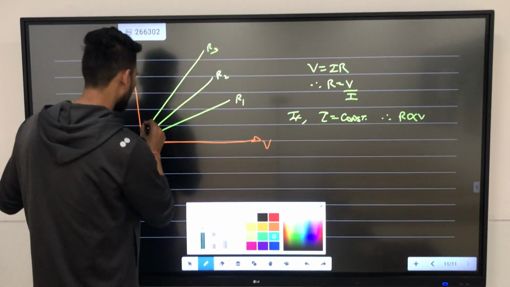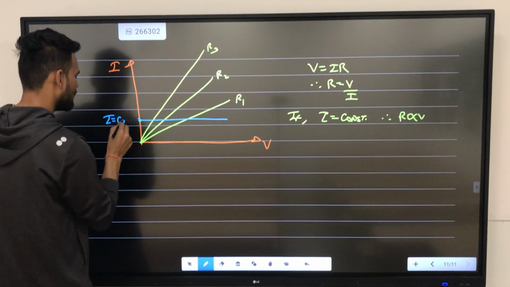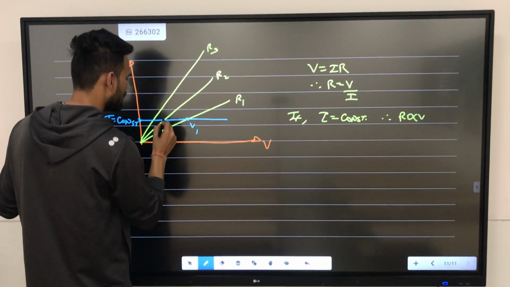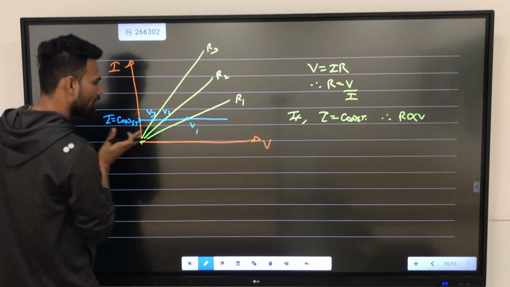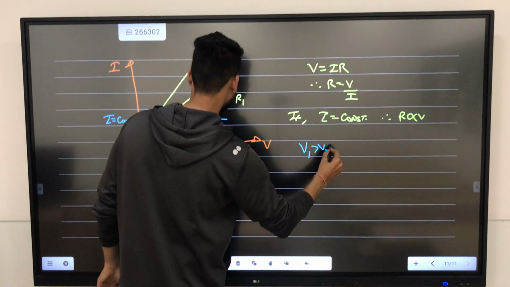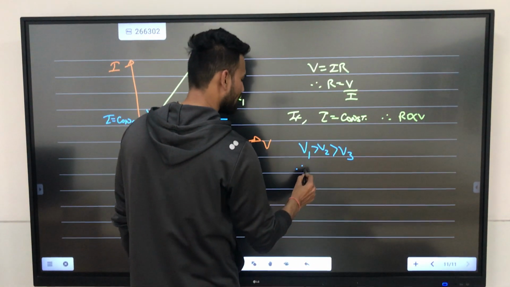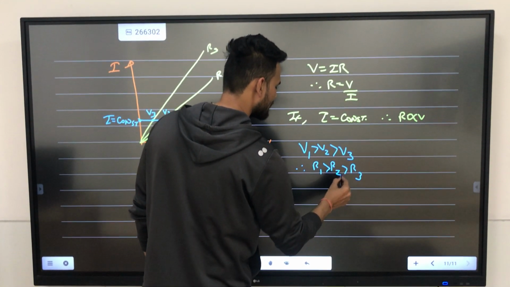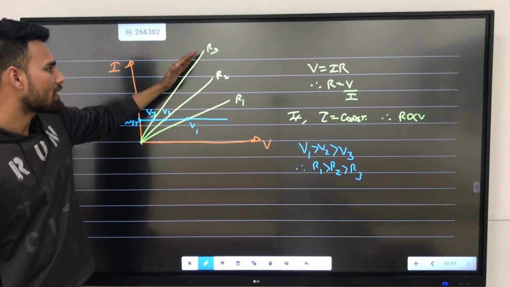In this particular manner, we can say that I is constant, and if I is constant, this one will be V1, this one will be V2, and this one will be V3. We know that V is increasing over this side, so V1 is greater than V2 is greater than V3, and since R is directly proportional to V, therefore we can say that R1 is greater than R2 is greater than R3. So in this particular case, R1 will be greater than R2 and R2 will be greater than R3.